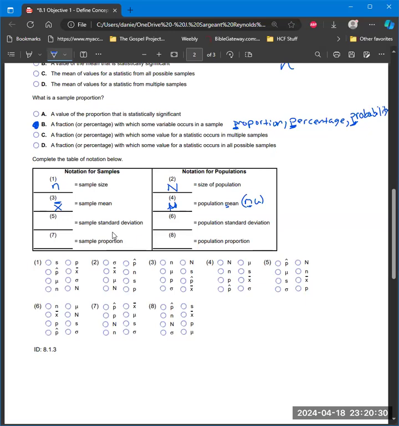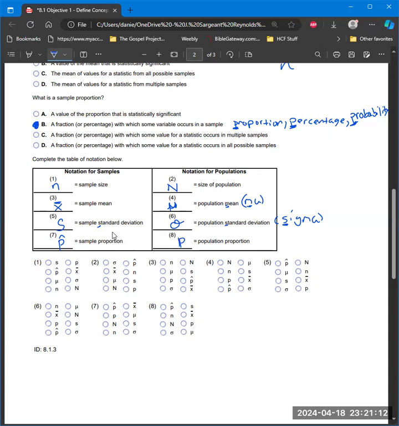Sample standard deviation, we're going to use the letter S for that. S for standard deviation. And we're going to use the Greek letter sigma for the population standard deviation. And then for the sample proportion, we're going to use a P with a hat on top of it like that. That tells us that it's a point estimate. And the population proportion is just going to be a P like that.